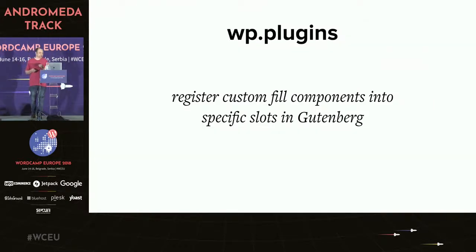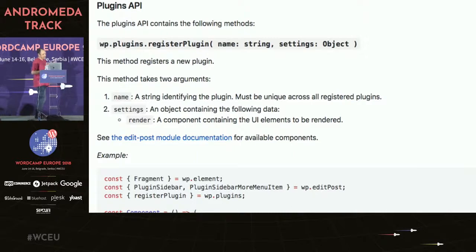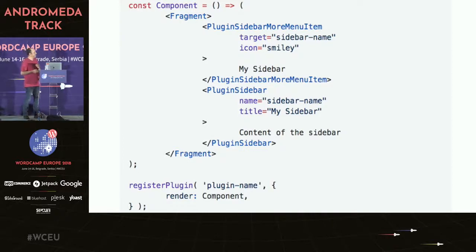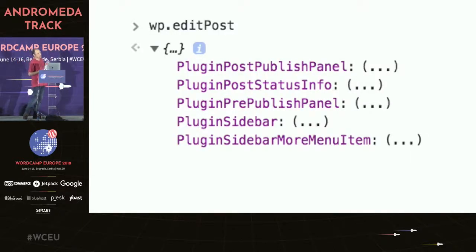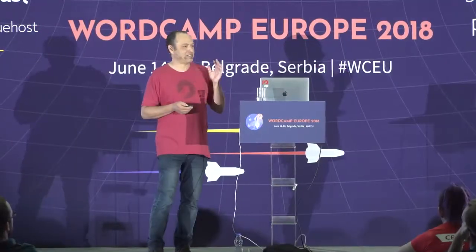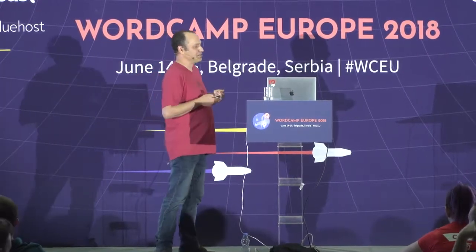WP plugin is the way that we fill data into Gutenberg. So there are slots, and WP plugins allows you to fill those slots with your own custom components. You'll find documentation on the GitHub repository. It's slightly out of date, but it essentially works like this. You register your plugin, and you pass it a render method. That render method winds up filling a slot somewhere in Gutenberg based on how you name your components. You can find out the list of slots currently available in Gutenberg just by typing wp.editpost into your console. And this is an expanding list as extensibility grows in Gutenberg.